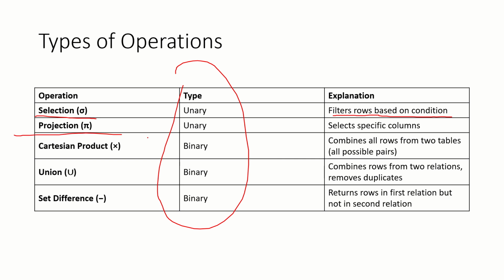We have a projection. You specify the specific columns, then it creates a new relation. For the product, you try to combine all the rows or records from two tables. Union, you combine rows from two relations and remove all duplicates. Set difference, basically you try to retain the rows in the first relation but not in the second relation.